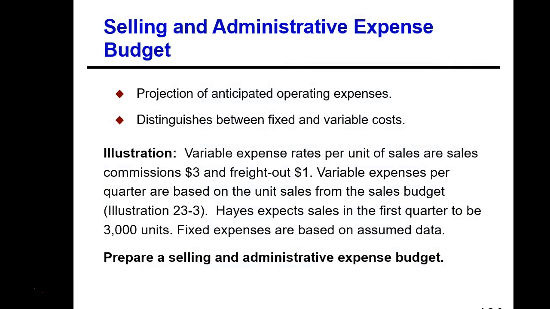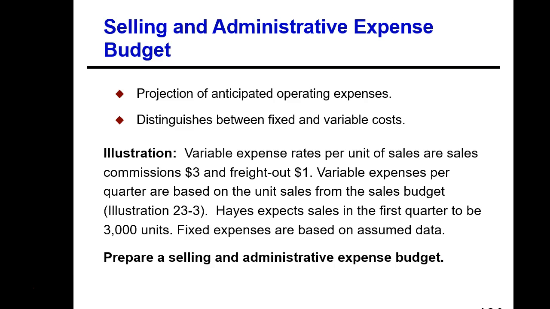Next up would be our selling and administrative expense budget. So now these would be more of our period costs taking place outside of the manufacturing organization, but they're still operating expenses. We're going to break down this budget between our fixed sales and admin expenses and our variable sales and administrative expenses. From the variable expenses, which are based upon unit of sales, there's sales commission, and there's also going to be freight out costs.